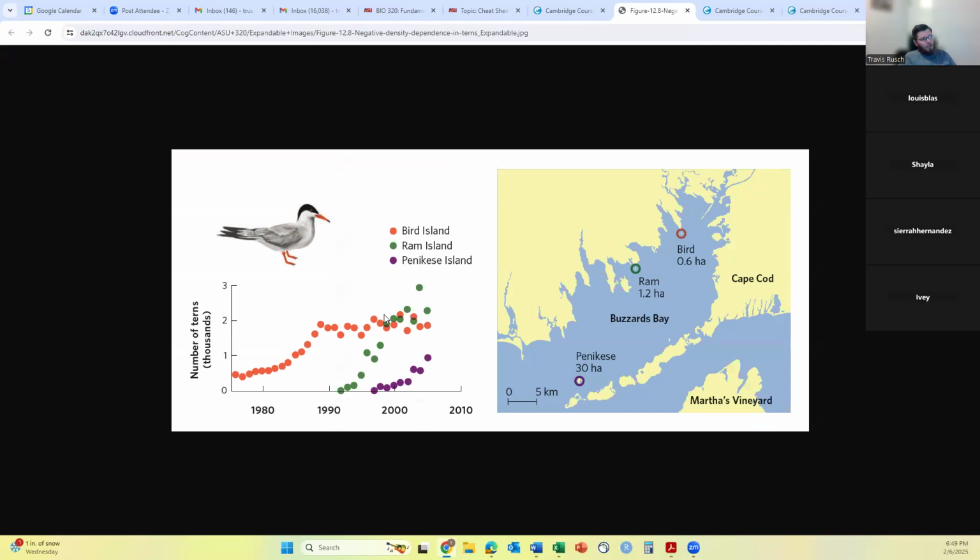And actually part of the story is they moved from Bird Island to Ram Island and had initially really fast growth. It's not as clean, but it kind of plateaued here. And then they even moved off of Ram Island to Pennikes Island and had an initial increase in growth. So they ran out of the resource, the nesting site, and the population either plateaued or it could move to a different area.